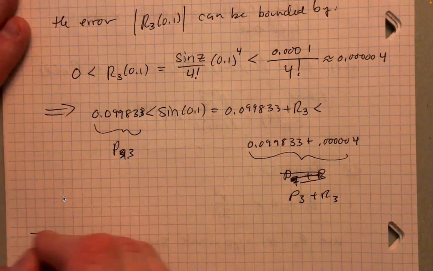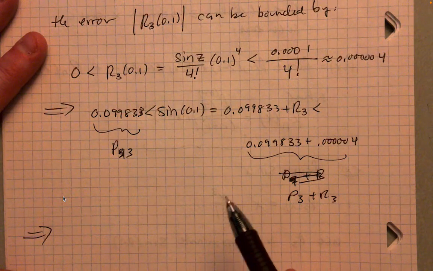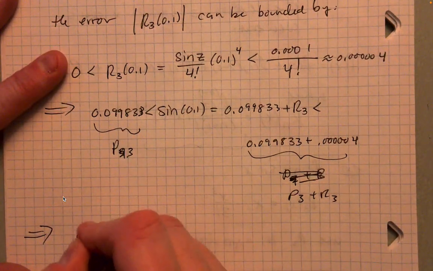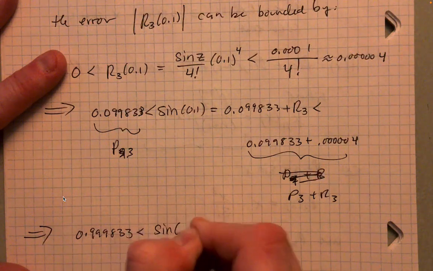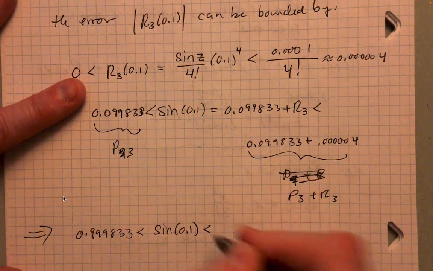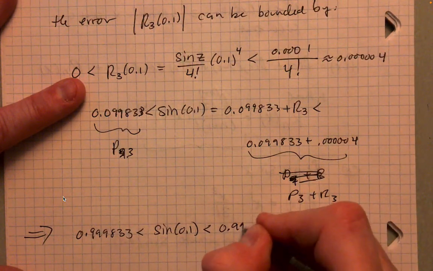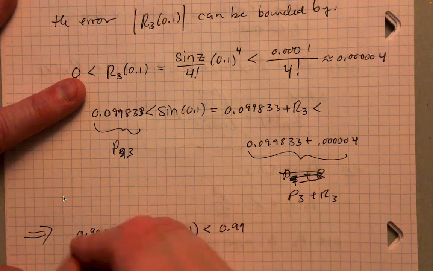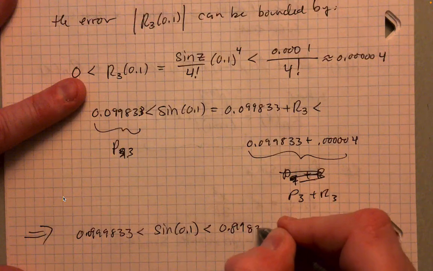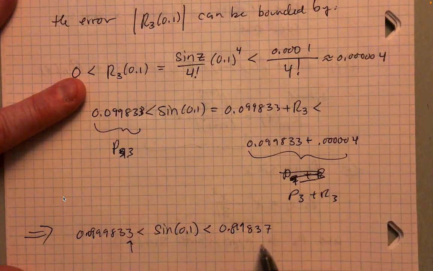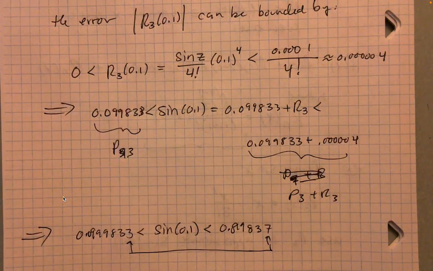So all in, what does this tell us when we're approximating sine of 0.1 using this Taylor polynomial? We know that 0.099833 is less than sine of 0.1, which is less than 0.099837. Really great precision, even with a third degree polynomial.